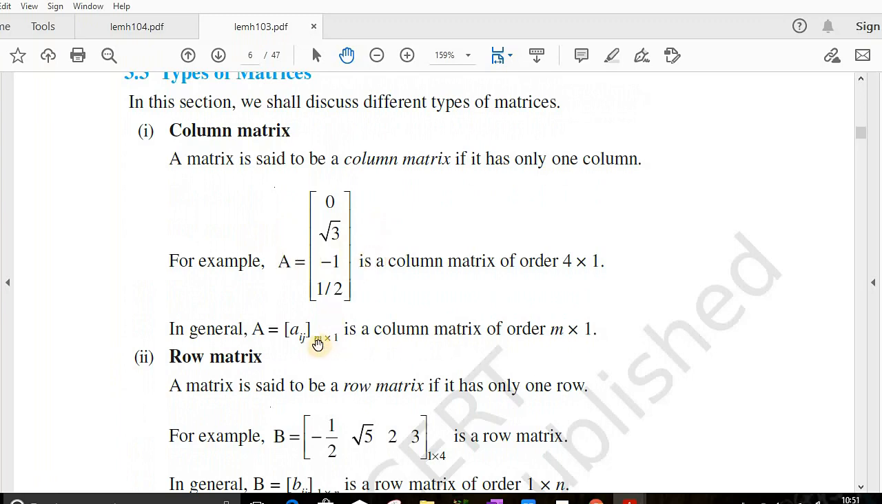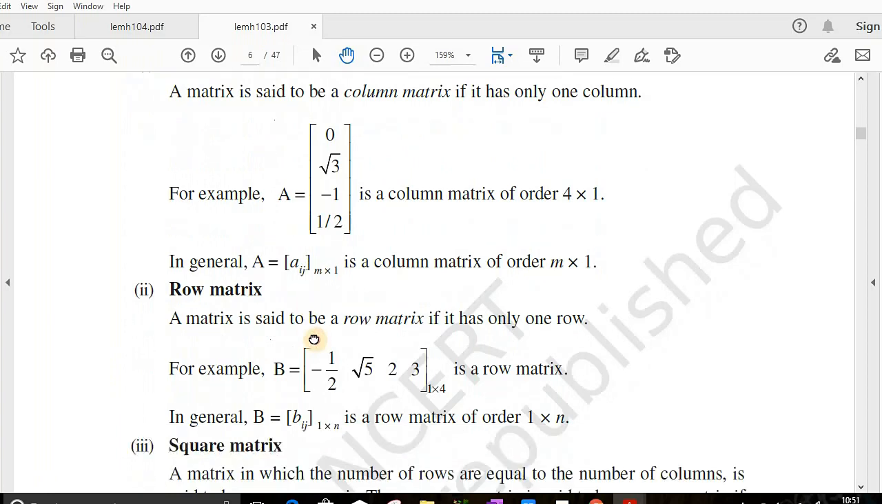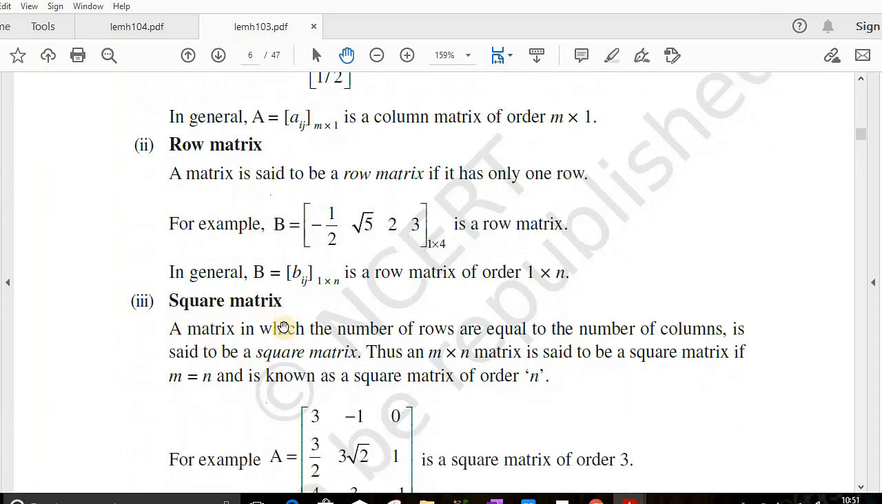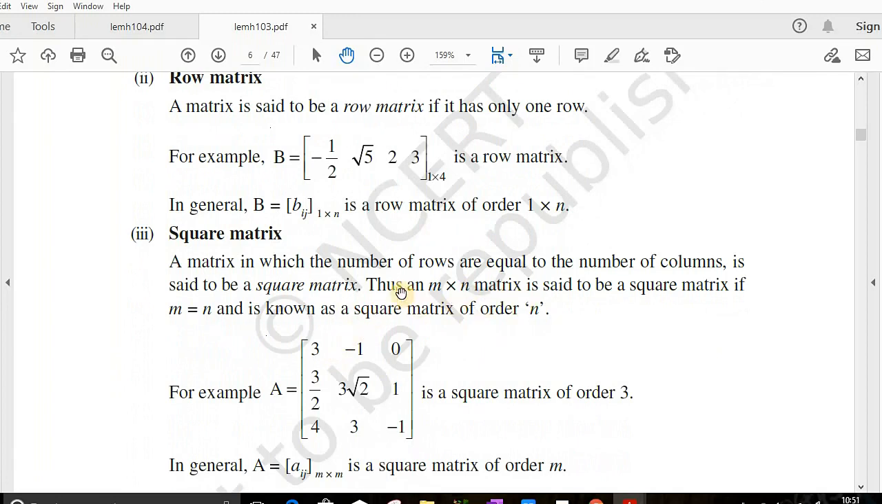If a column matrix has one column, how many rows should a row matrix have? One, right? So a row matrix has only one row, that's it. Okay, what is a square matrix? If the number of rows of a matrix is equal to the number of columns, we call it a square matrix. A matrix in which the number of rows is equal to the number of columns is called a square matrix.